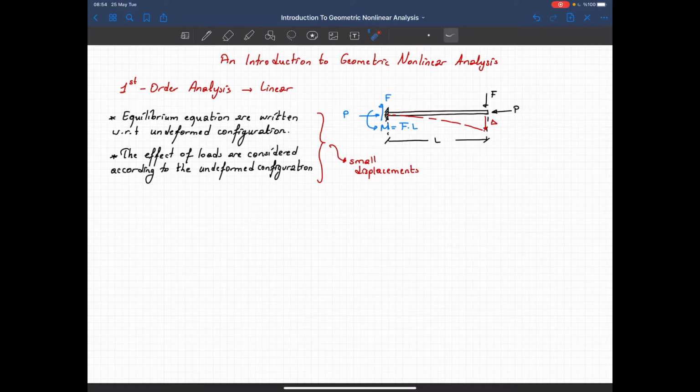So here we are saying that this delta is so small that moving the loads from here to there doesn't make much of a difference. And again, writing the equilibrium equations according to this configuration doesn't change our results much. This is what we are assuming. Okay. We also have other assumptions. We are saying that strains are small as well.